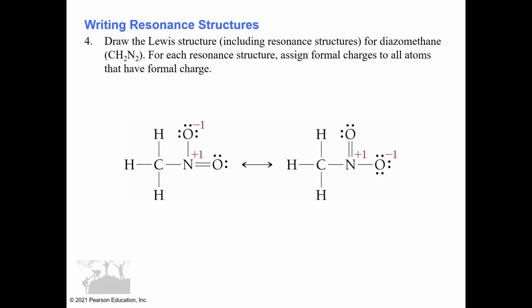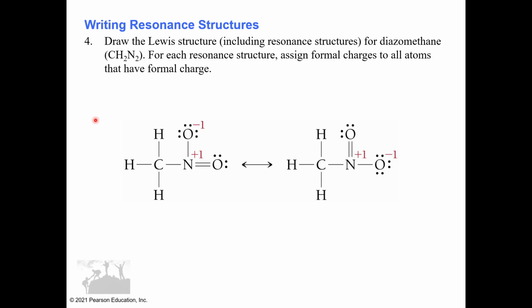Okay, so here are the 2 resonance structures for CH2N2. We have formal charges of -1 for the singly bonded oxygen and +1 for the nitrogen. So when we add these 2 formal charges together, they add up to 0, which makes sense because our molecule is neutral.